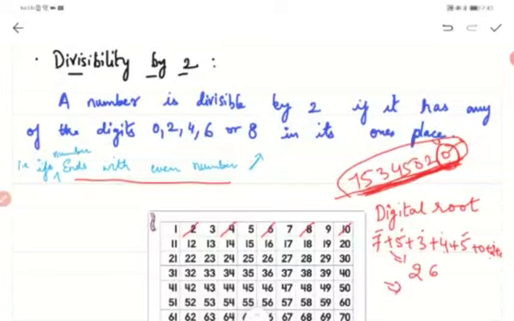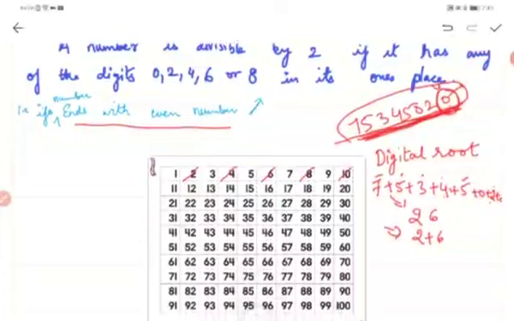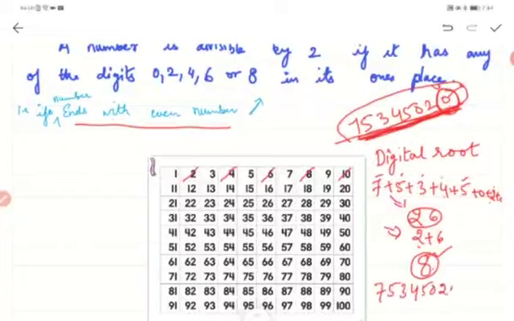Then again I will add 2 plus 6. You will add until you get a single digit, not a number, a single digit. So you have 2 digits here, 26. So again add, 6, 7, 8. So you got 8. This 8 is not divisible by 3. It is not there in the 3 table, isn't it? So you can say that 7 5 3 4 5 0 2 0 is not divisible by 3.